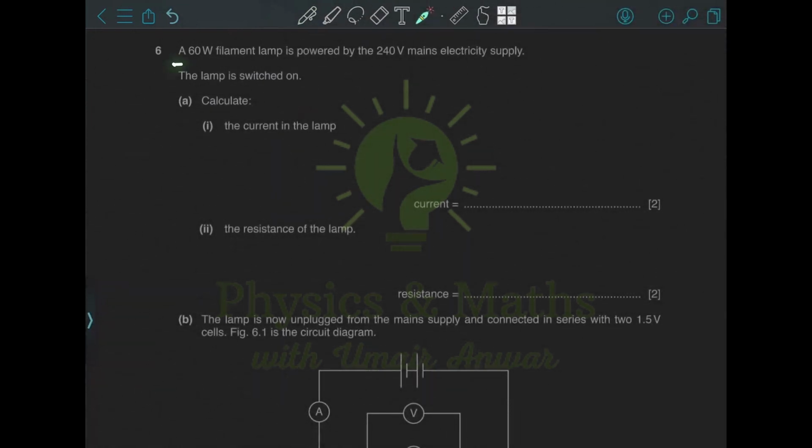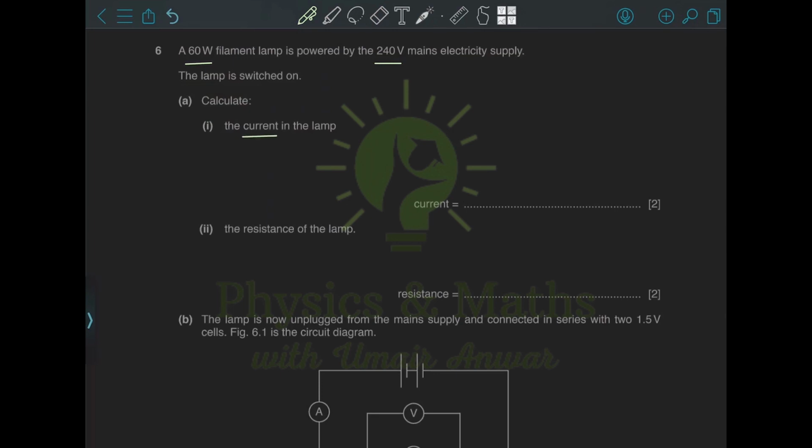The question reads, a 60-watt filament lamp is powered by 240 volts mains electricity supply. The lamp is switched on. Calculate the current in the lamp. Now we are given the voltage over here, and also the power of the filament lamp is given to us, and we have to find the current.